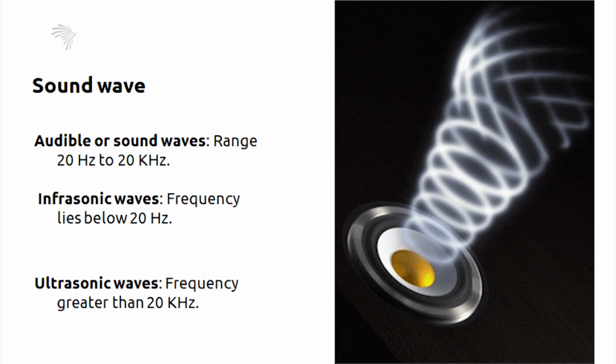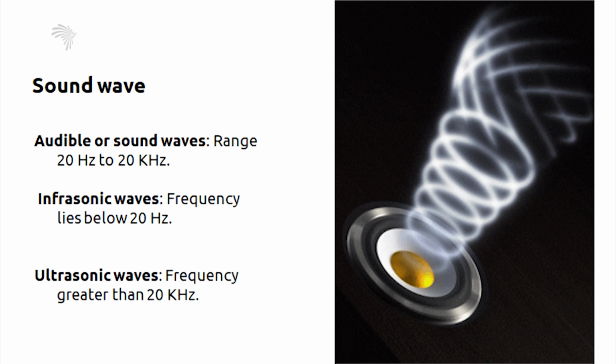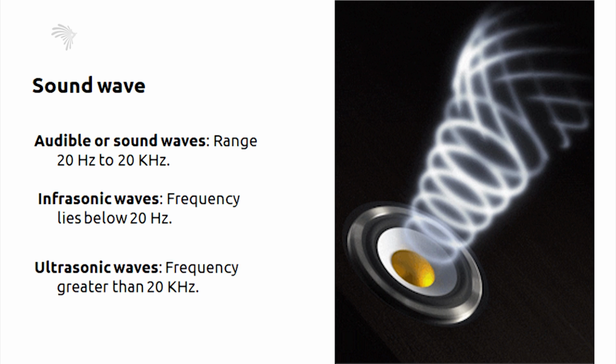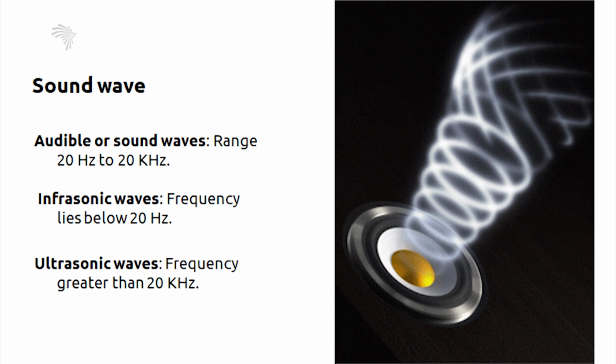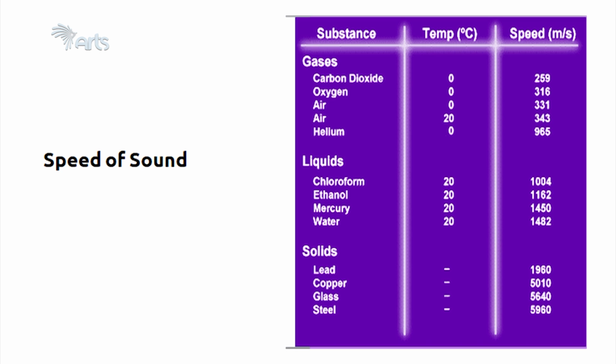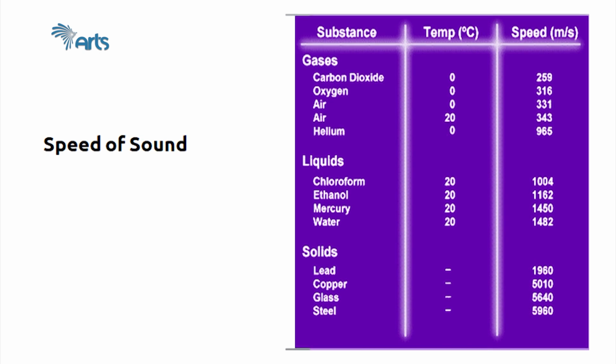Ultrasonic waves are, on the other hand, waves that have a frequency greater than 20 kHz. The human ear cannot detect these waves. Certain creatures such as mosquitoes, dogs, and bats respond to these waves. A sound wave can propagate in solid, liquid, or gas. The speed of sound in the medium depends on the density of the medium and on its elastic properties.